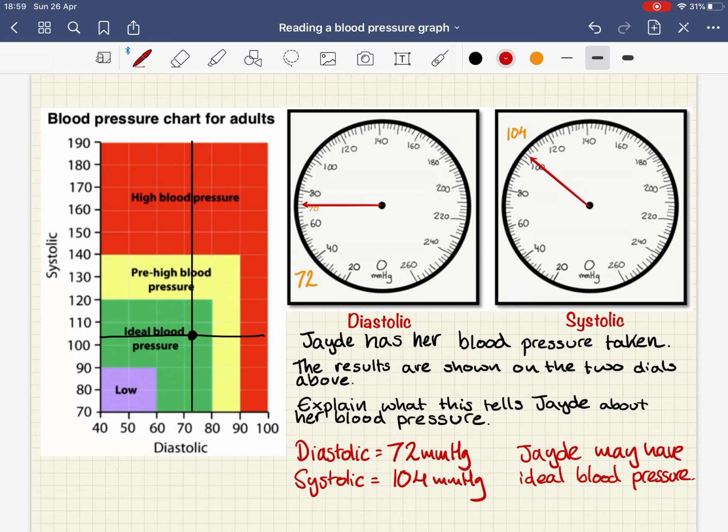And that's exactly how you want to set it up. Writing out the two values for your diastolic and your systolic, and then making this little statement here using the chart that you have at the side. Okay, I hope that was straightforward, and let me know if there are any issues.